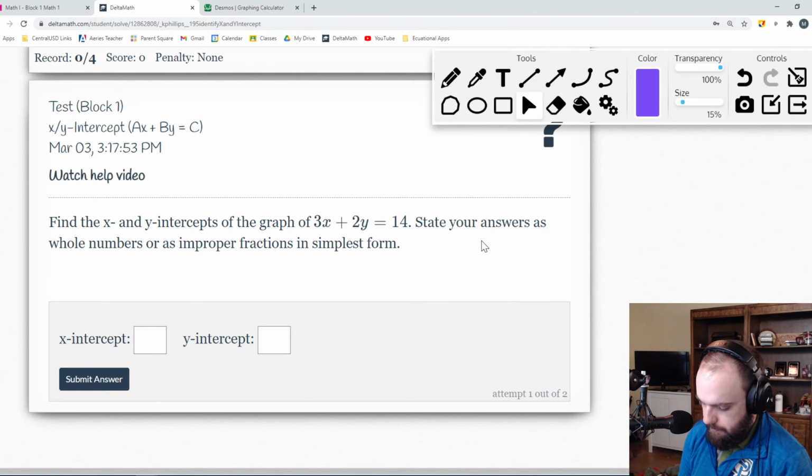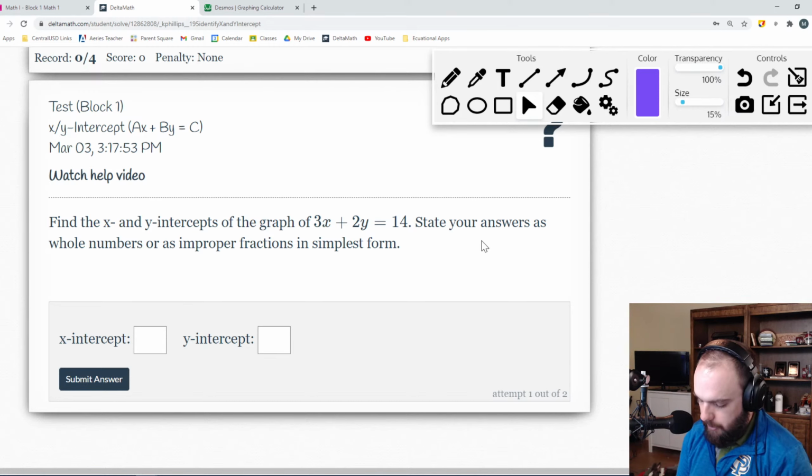So we got 3x plus 2y equals 14. So remember from our notes when we talked about this, we said that if we want to find our x and y intercept, we're essentially plugging in the other letter as 0. So if I'm looking for my x-intercept, y is going to equal 0. If I'm looking for my y-intercept, x is going to be equal to 0.